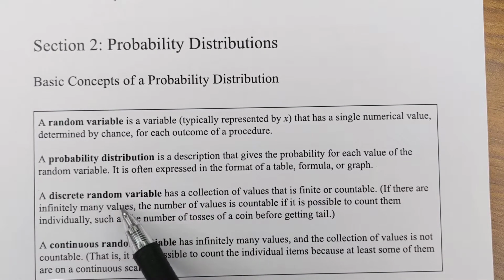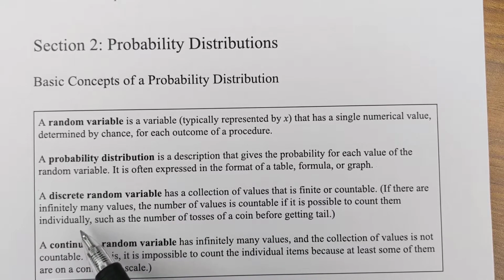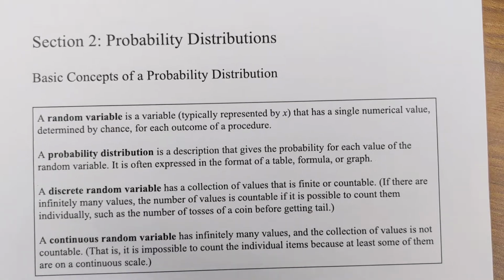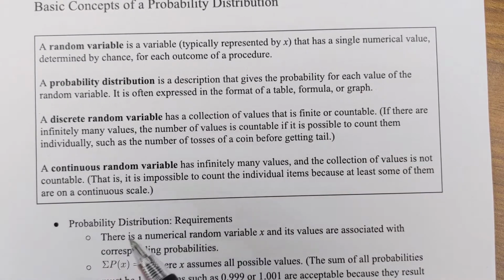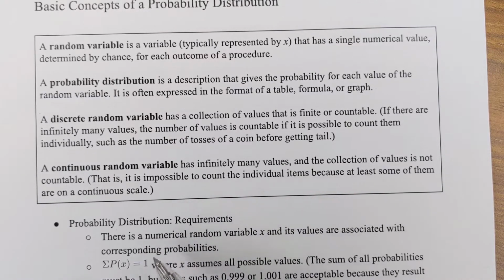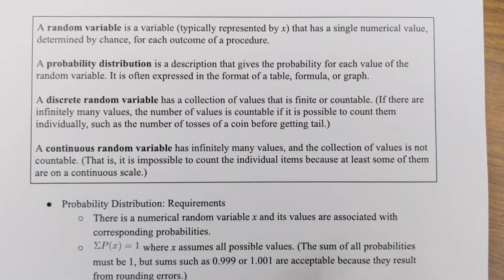A discrete random variable has a collection of values that is finite or countable. So for example, dice rolls can be 1, 2, 3, 4, 5, 6. That's a discrete random variable. A continuous random variable has infinitely many values that are not countable. So for example, heights. That's continuous. There's people who are between 5'10" and 5'11". You can be 5'10" and a half, you can be 5'10" and 3/4, and so on and so forth. So it is a continuous random variable.